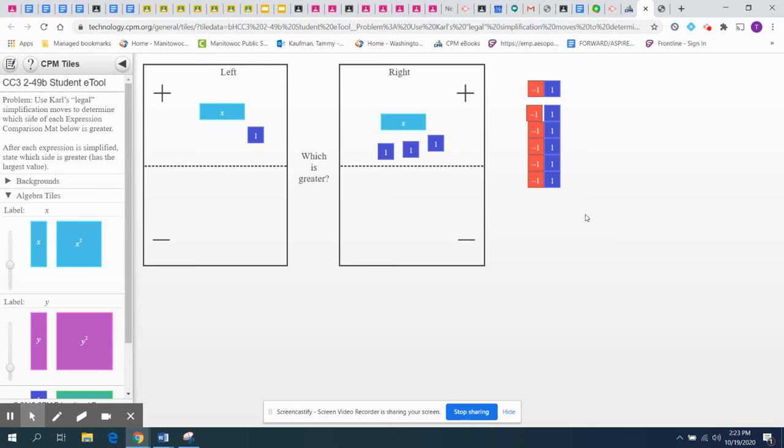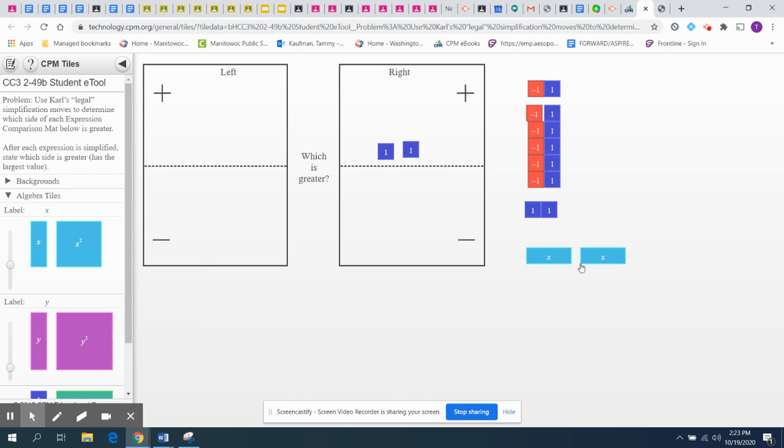All right, I have my zero pairs off. So the next thing is to take off balance sets. I'm going to take a unit tile off the left and a unit tile off the right. And I can also take an X off the left and an X off the right, which leaves me 0 on the left side and 2 on the right side. So the right side is greater because 2 is bigger than 0.